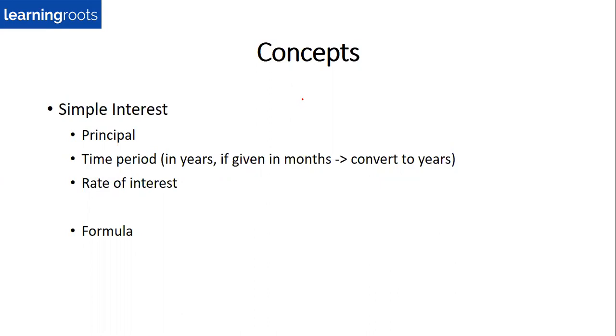So let's quickly look at what the formula is when it comes to simple interest. Principal is given as P. Time period, in some books you may find T, and in some books you will find N. I'll use N, and rate of interest is R. So SI is calculated as P into N into R upon 100. Very simple formula to remember: just multiply the principal, the rate of interest, and the time period, divide it by 100, and you get simple interest.